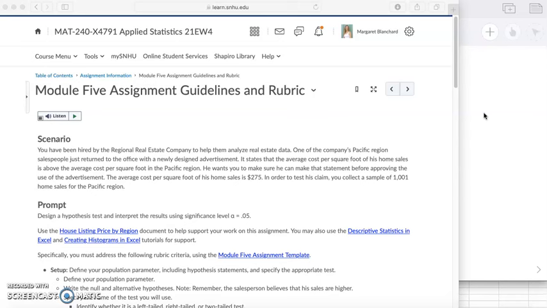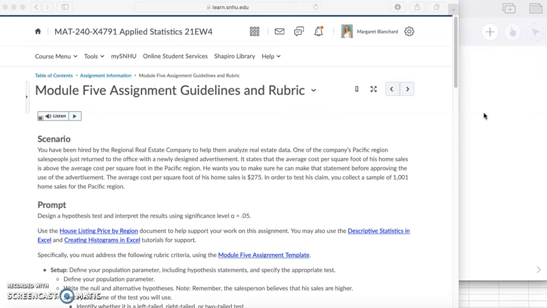We're going to go through the assignment prompt and talk a little bit about how to do some of this stuff. You have been hired by the regional real estate company to help them analyze real estate data. One of the company's Pacific region salespeople has returned to the office with a newly designed advertisement. It states that the average cost per square foot of his home sales is above the average cost per square foot in the Pacific region. He wants you to make sure he can make that statement before approving the use of the advertisement.